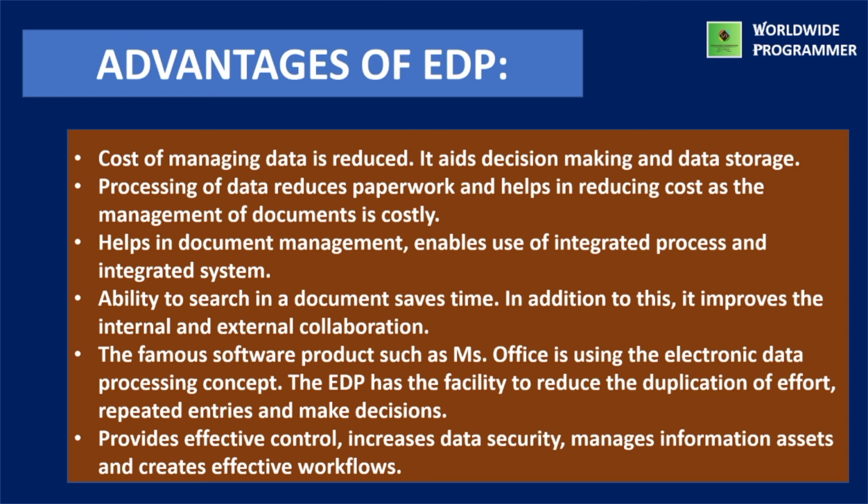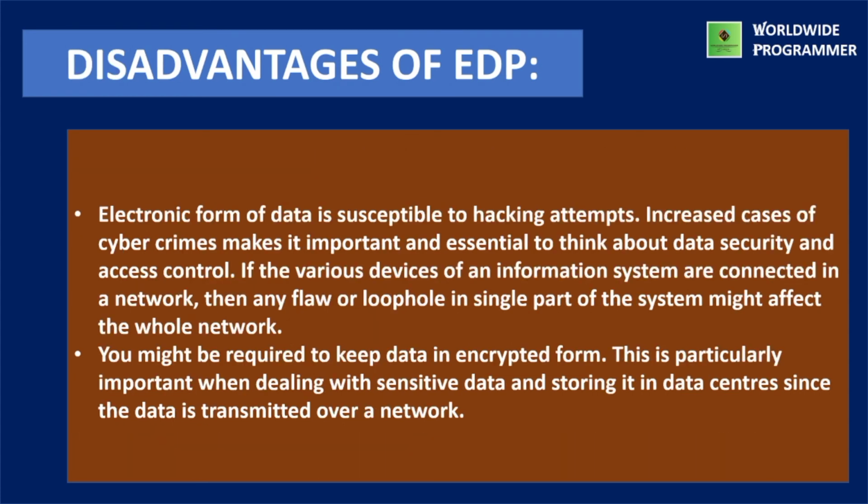If we talk about the disadvantages of electronic data processing, then these are the disadvantages. Electronic form of data is susceptible to hacking attempts. Increased cases of cybercrimes make it essential to think about data security and access control. If the various devices of an information system are connected in a network, then any flaw or loophole in a single part of the system might affect the whole network.